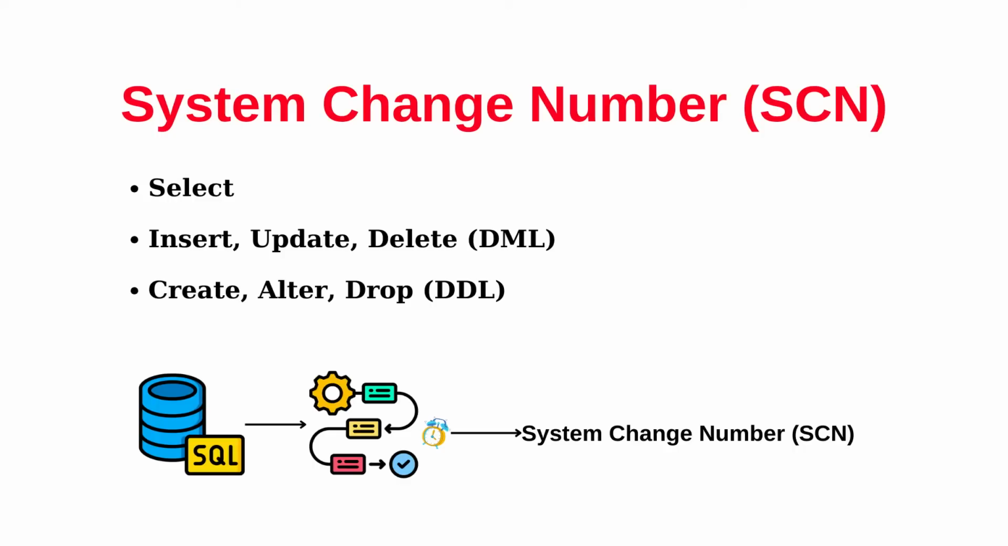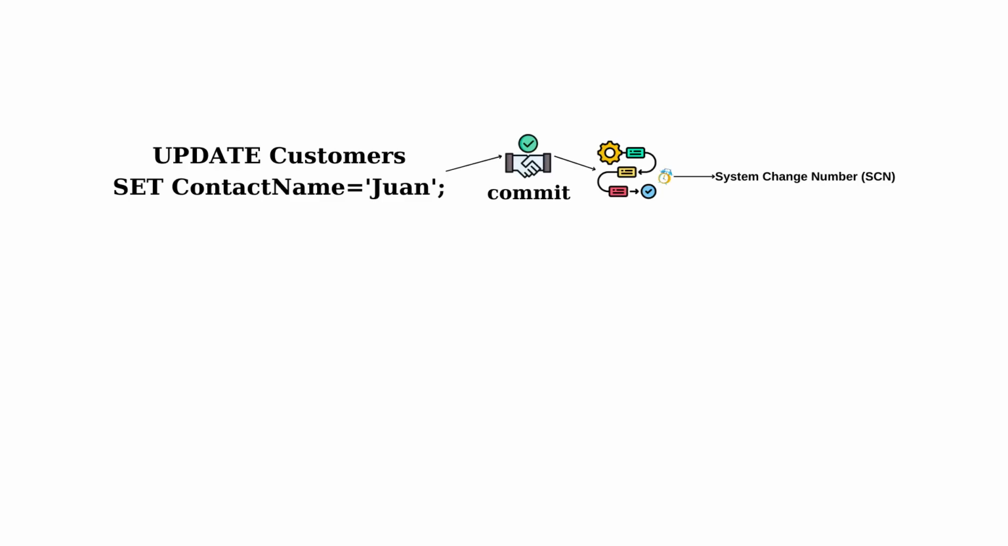For example, if a transaction updates a row, then the database records the SCN at which this update occurred. Other modifications in this transaction have the same SCN. When a transaction commits, the database records an SCN for this commit.